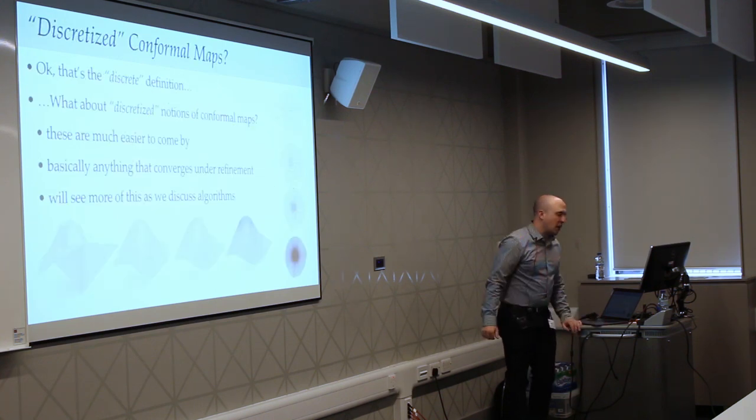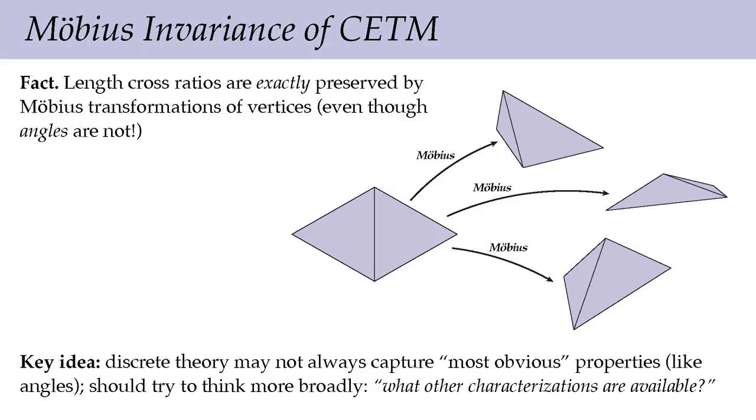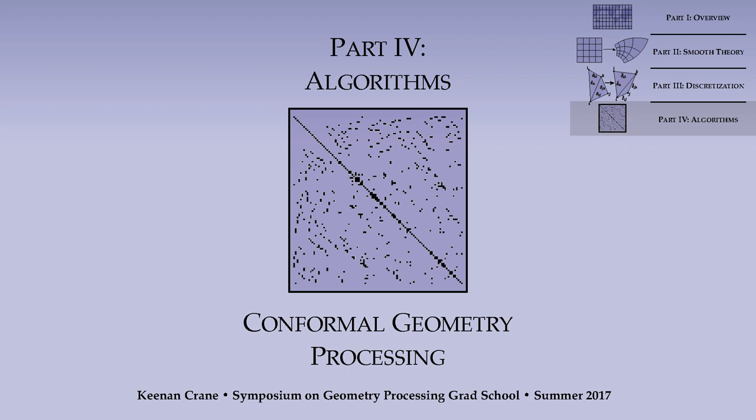Okay. And then as for this other viewpoint, well, okay, maybe I don't need a discrete definition, I just need a discretized definition. Well, that's going to pop out of pretty much any reasonable algorithm that we come up with. So why don't we at least start to look at these algorithms? And as I said, we have about 15 minutes left here.